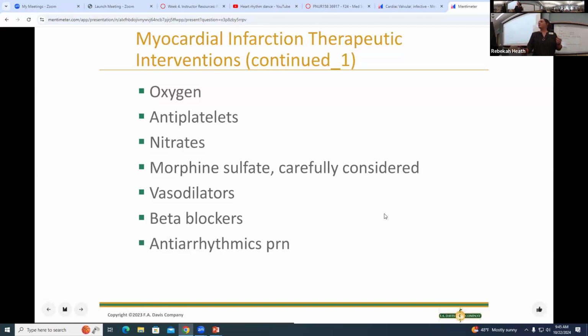We want to give them maybe a vasodilator, right? Because we want to open back up those blood vessels. And then depending on what else is going on in the heart, we might do beta blockers or an antiarrhythmic, meaning something to help control that rhythm of the heart.